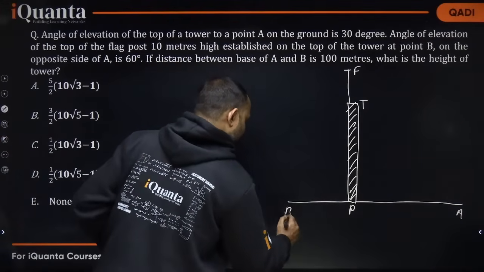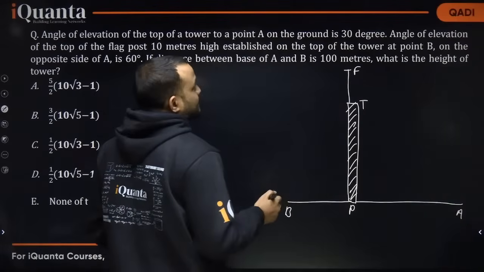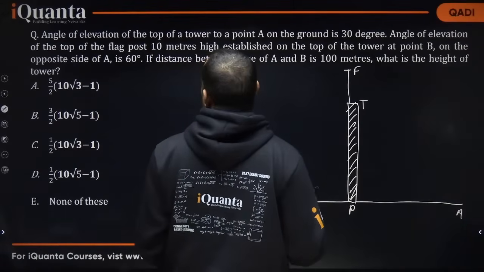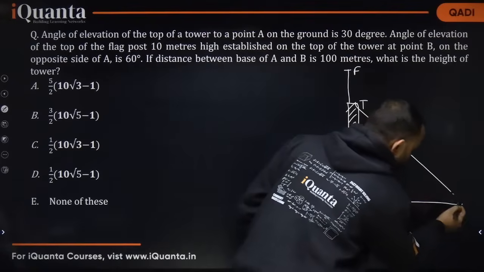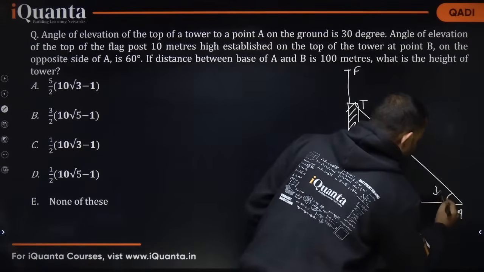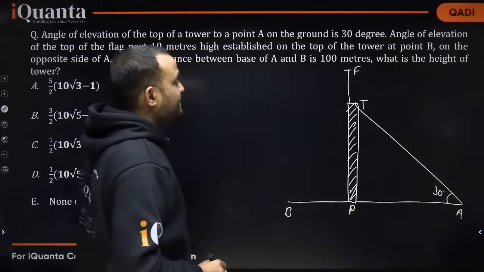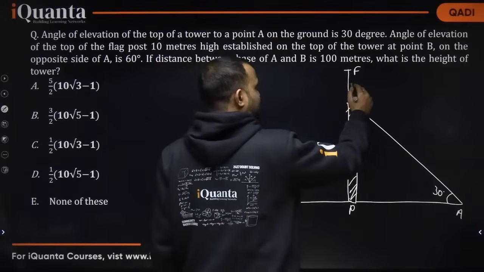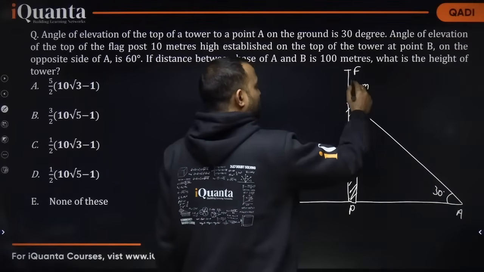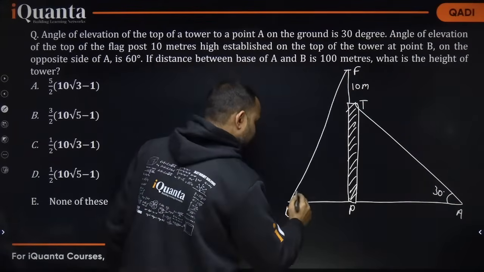There is a point B here. Now it says that the angle of elevation of the top of the tower to a point A, this angle of elevation is 30 degrees, right? And the angle of elevation from this flag post, whose length is 10 meters, to the point B, this is 60 degrees.